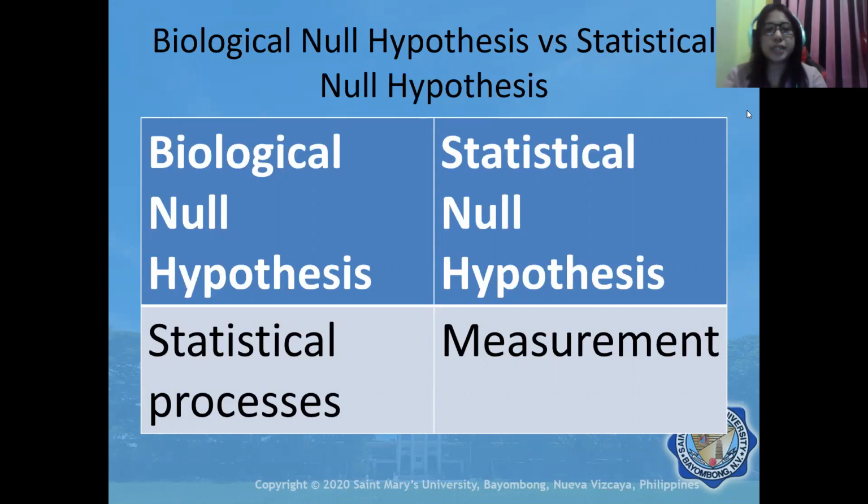Okay, so when do we say that it is a biological null hypothesis? And when do we say that our hypothesis is a statistical hypothesis? It is a biological null hypothesis if it talks about the biological processes. And for a statistical null hypothesis, we say that we are talking about measurement.